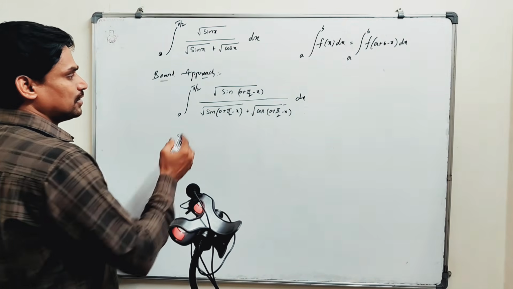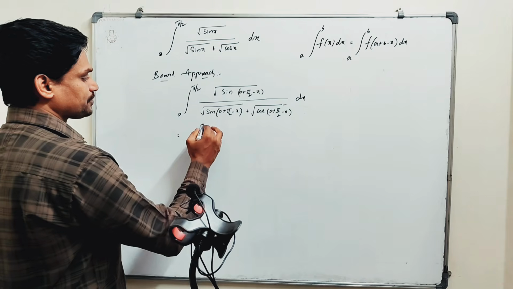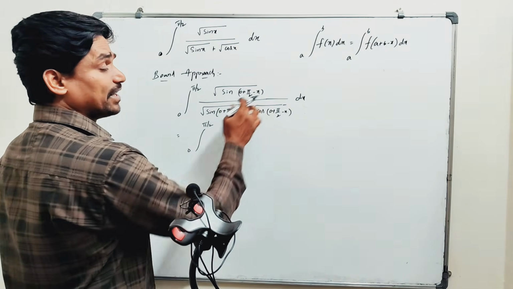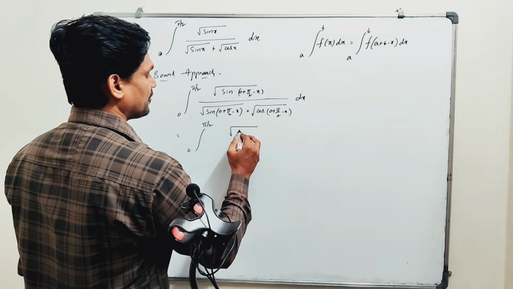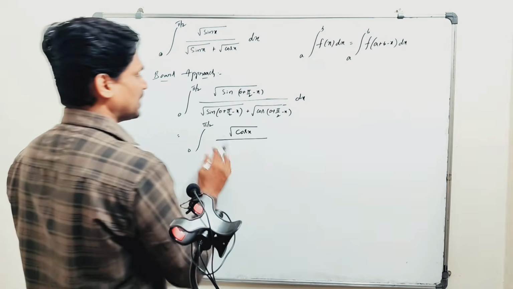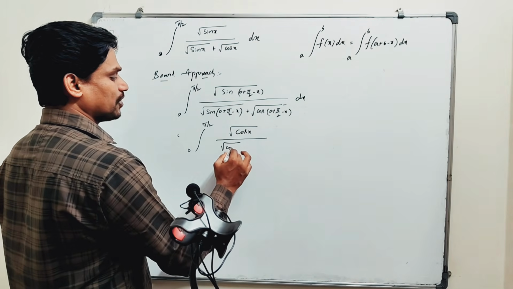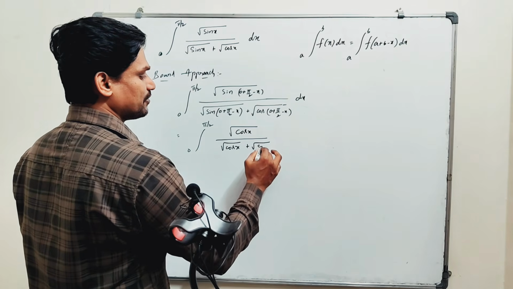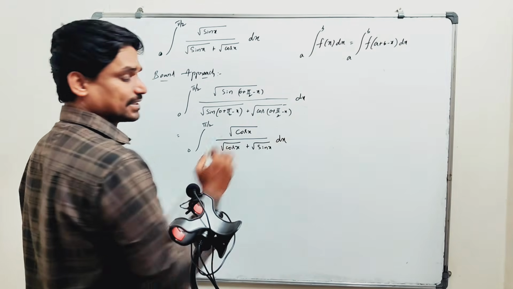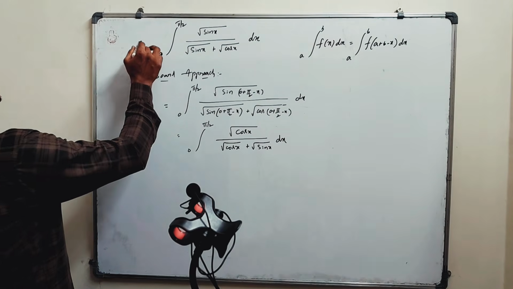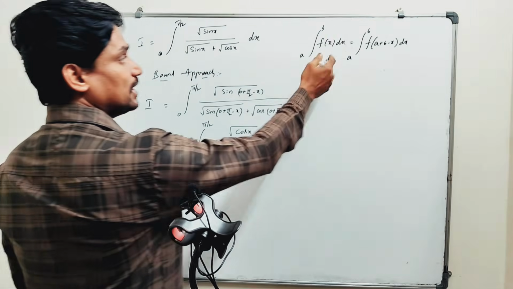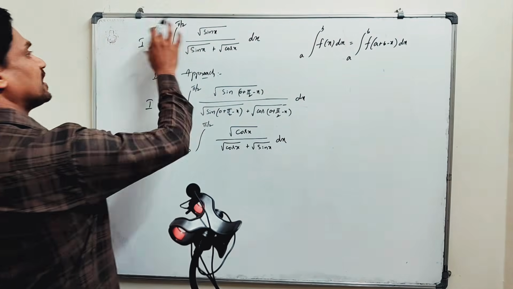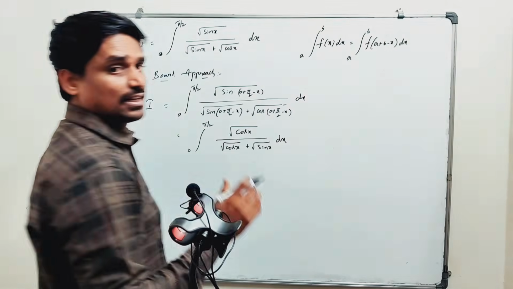So now in integral 0 to pi by 2, this becomes pi by 2 minus x. So sin(90 minus x) is cos x. So square root of cos x by square root of cos x plus square root of sin x dx. This is I, this is also I, because both are equal. So both integral values are the same.